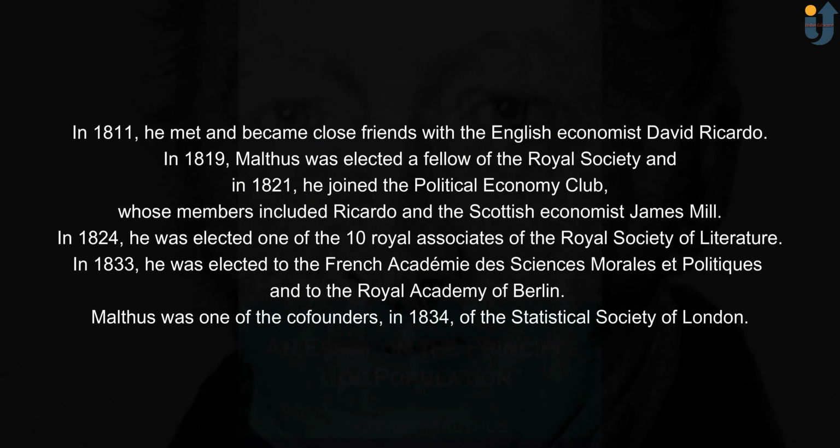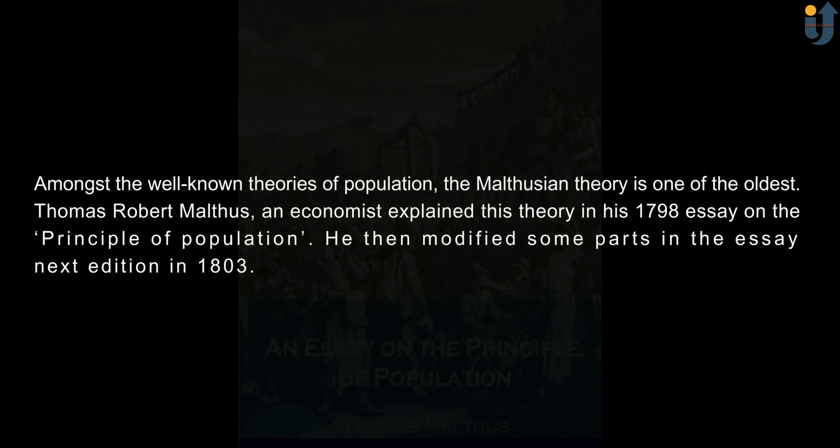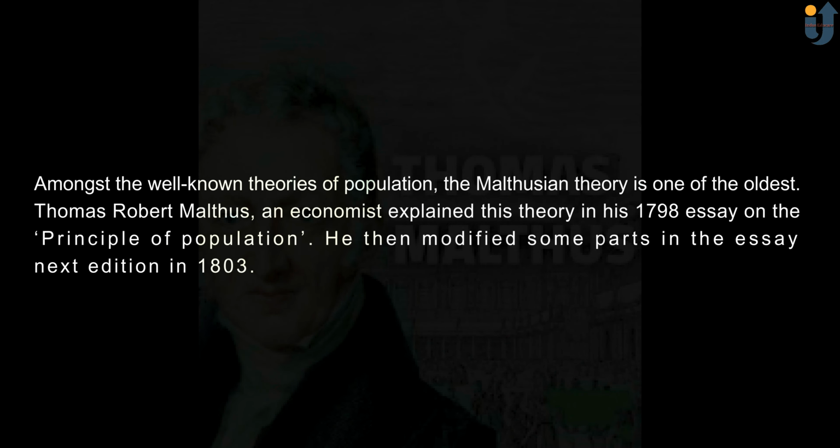Now, let's see the Malthusian theory. According to Malthus, the power of the population is superior to the power of the earth to produce subsistence for man. Amongst the well-known theories of population, the Malthusian theory is one of the oldest. Thomas Robert Malthus, an economist, explained his theory in his 1798 essay on the principles of population. He then modified some parts in the essay's next edition in 1803.